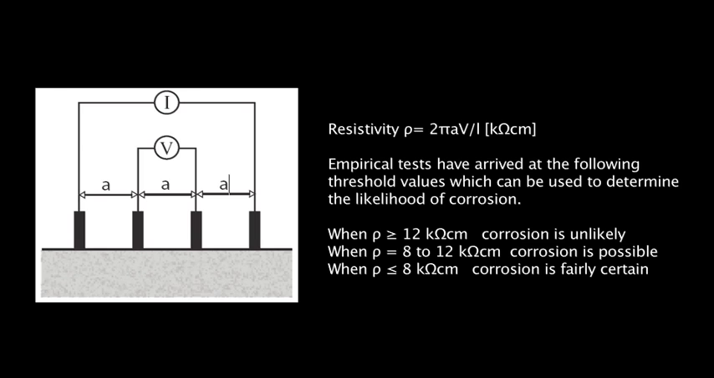This can be done with the Wenner probe. A current is applied to the two outer probes and the potential difference is measured between the two inner probes. As we have already seen, when the electrical resistivity of the concrete is low, the rate of corrosion increases. And when it is high, as in the case of dry and carbonated concrete, the rate of corrosion decreases.